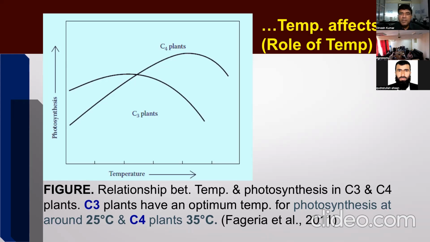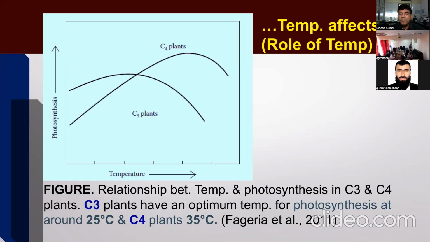So what happens in a C3 plant? In a C3 plant, when photosynthesis starts, the first molecule made by photosynthesis is a 3-carbon compound. Therefore, they are called C3 plants. And in a C4 plant, the first product of photosynthesis is a 4-carbon compound. Therefore, C3 and C4 plants.